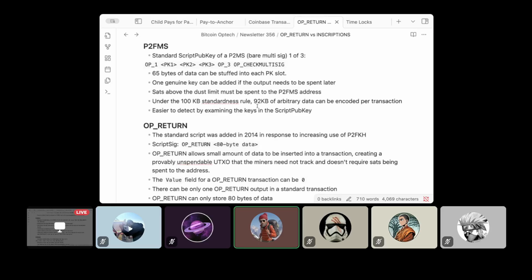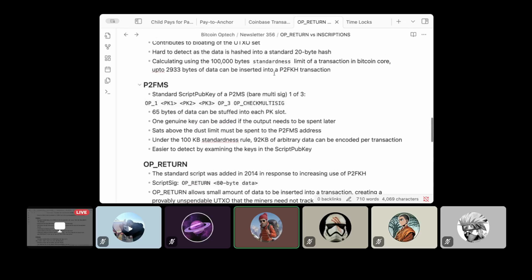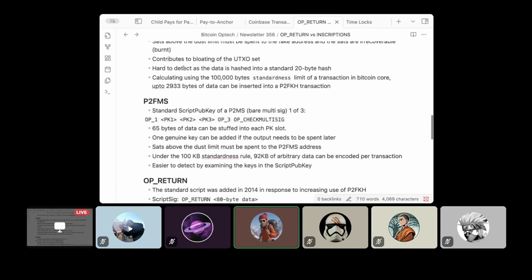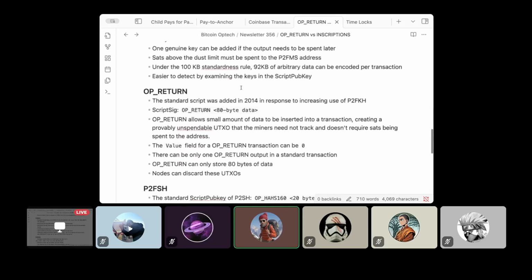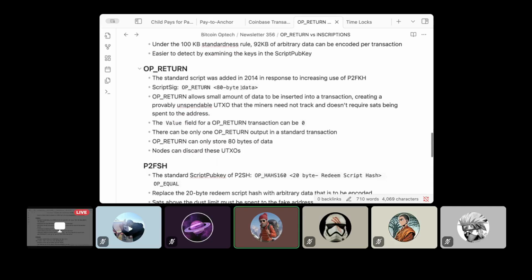If you do some back of the envelope calculation, you can typically store 92 KB of data per pay to multisig transaction. So this is a lot higher than what you can do with this pay to fake public key hash method. So people have also used this method.